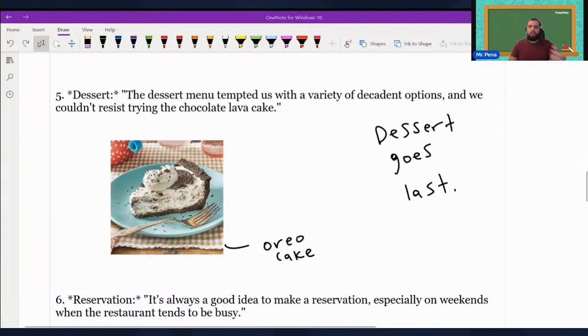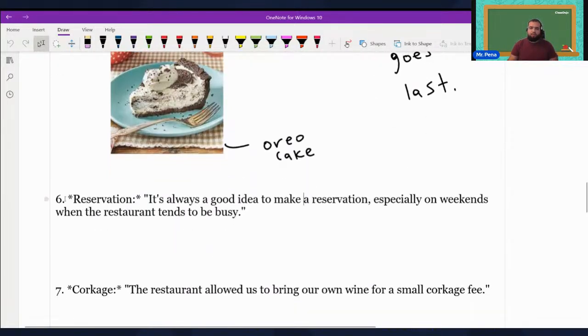Now, for the high learners, you can try. The dessert menu tempted us with a variety of decadent options. You can stop right there. It's a lot. But here's a simple sentence. Dessert goes last. I hope this is helpful.